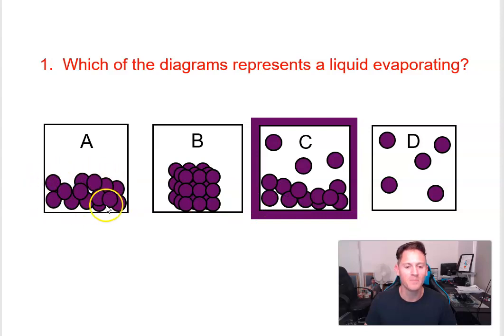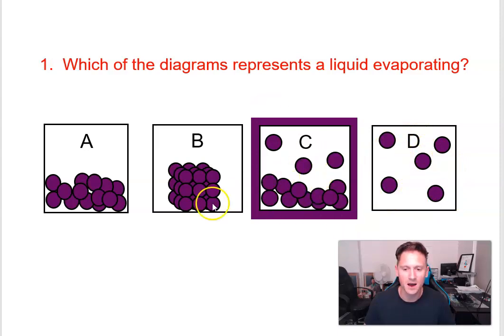In A, we've got particles that are kind of near each other, close together, but it's a little bit messy, a bit unordered. So that would be representative of a liquid. In B, we've got the particles arranged in, well, it's a cube, but it's an ordered, structured formation. That's the word I was trying to think of. An ordered, structured formation. So that would be a solid. Okay. In D, we've got the particles or the molecules that are kind of far apart and they're random in their arrangement. That would be a gas.